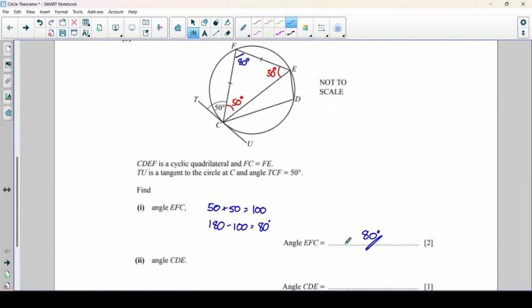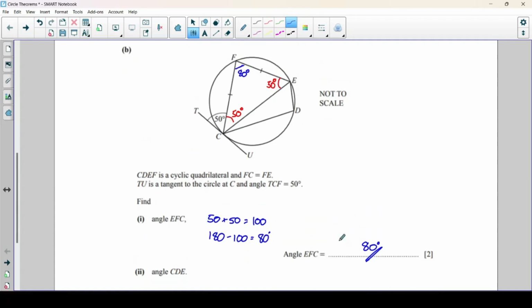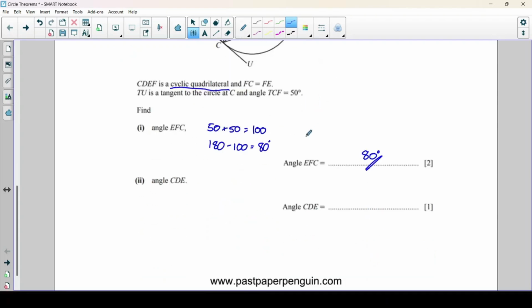Next we're asked to find angle CDE. CDE is here, so this angle here. It's important to notice that here we're told it is a cyclic quadrilateral. So in a cyclic quadrilateral we know that opposite angles sum to 180 degrees. Because we found that this one is 80, CDE must be 100 degrees for them to add up to 180. So CDE is 100.